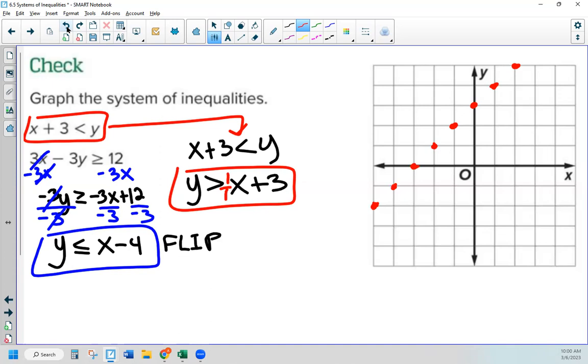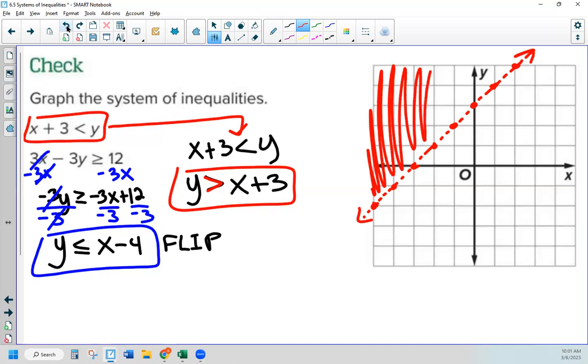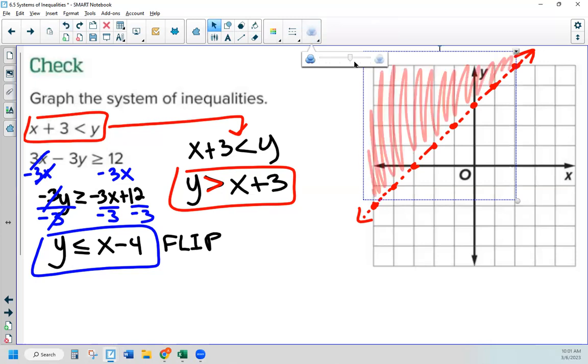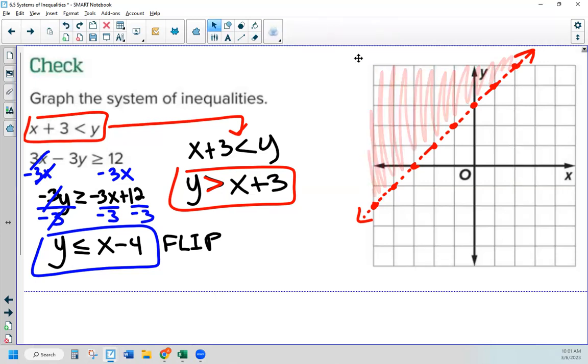What does it say? Well, I have the greater than symbol. When I read it, it says y is greater than. It tells me that my shading goes above, but I don't have the or equals to. So my line has to be dashed. So here comes a dashed or dotted line, whatever you want to call this. And that, remember, says that nothing on the line will be true for the inequality. It says everything above, greater than. Y is greater than, so we shade above. Click on your shading, make it lighter, bada bing, bada boom.